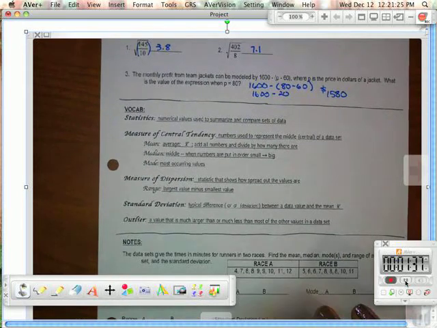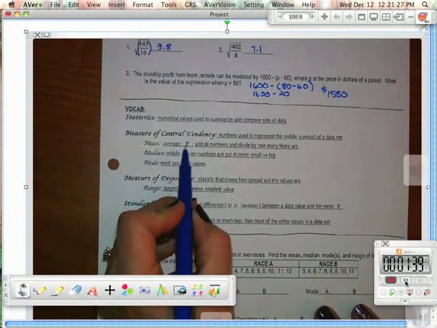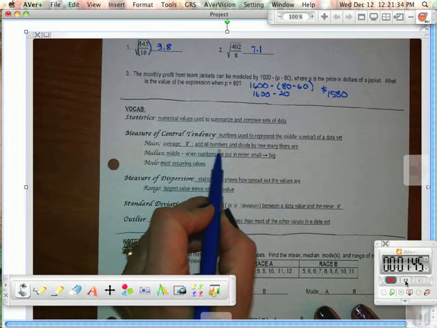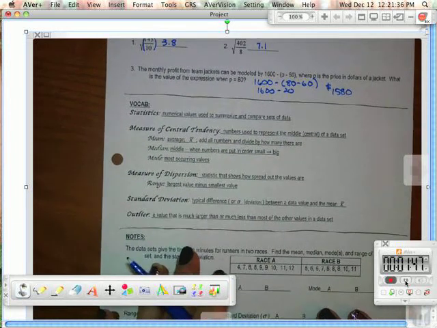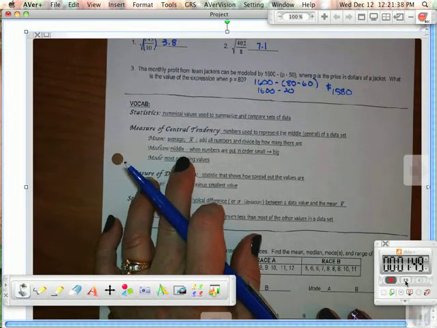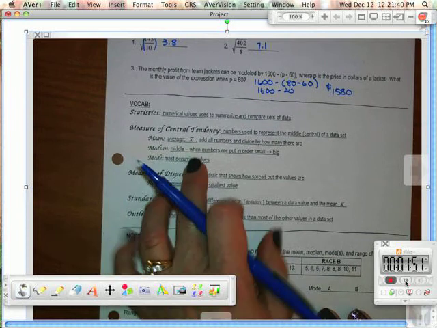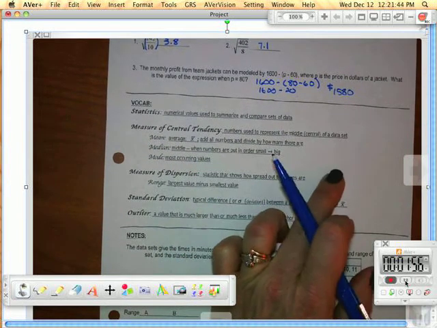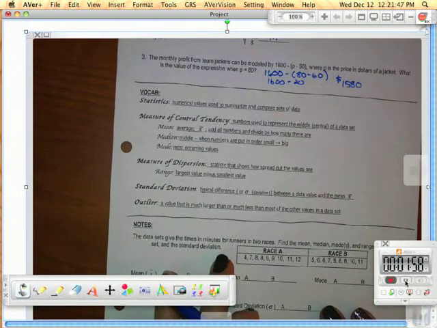Average, the mean, you'll see represented as an x with a line over it. That means average. And when you find the mean, you just add all the numbers and divide by how many there are. Median is the middle number when the numbers are put in order from smallest to biggest; it's whatever number lies in the middle. And the mode is the most occurring value. So we're going to look at all those.